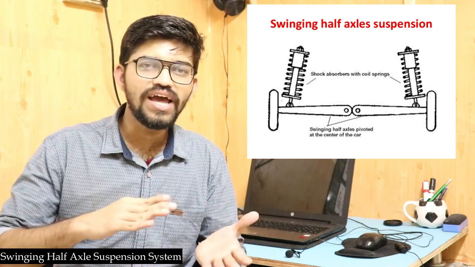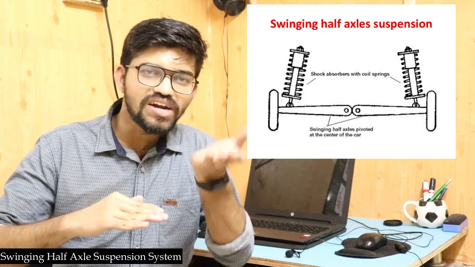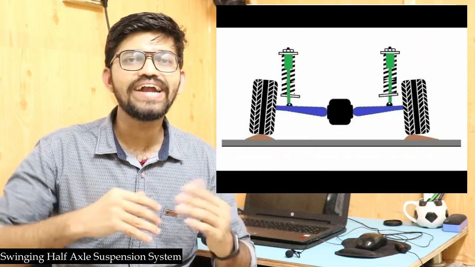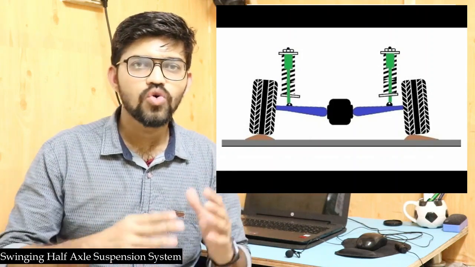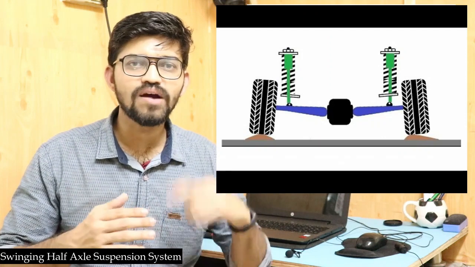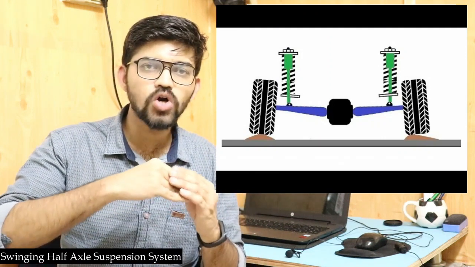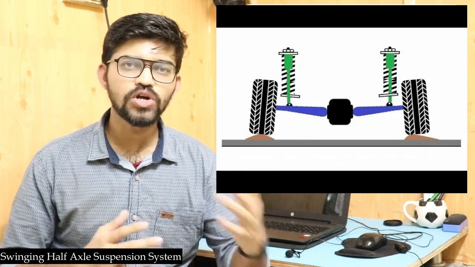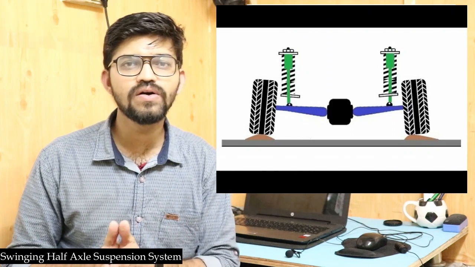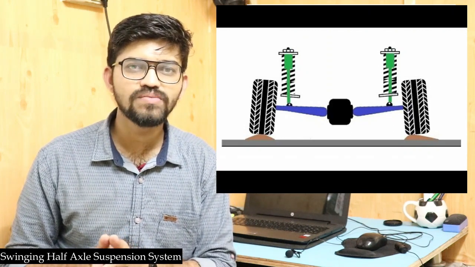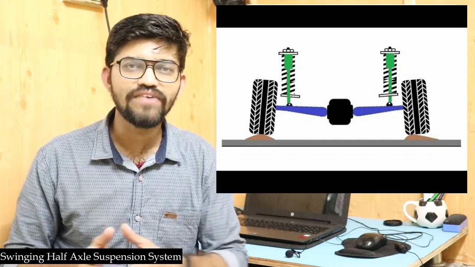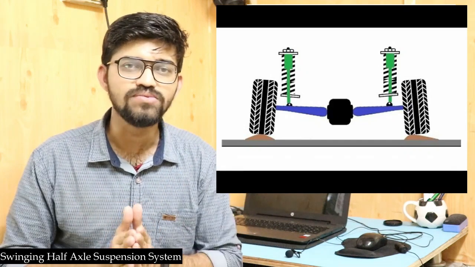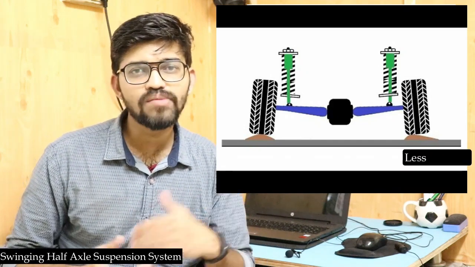Now when a wheel experiences a bump, the wheel gets lifted upwards, and it causes the axle to swing at a particular angle. So this is the reason this swinging half axle mechanism has a lower amount of stability, as the axle is of swinging type. So this provides less stability.